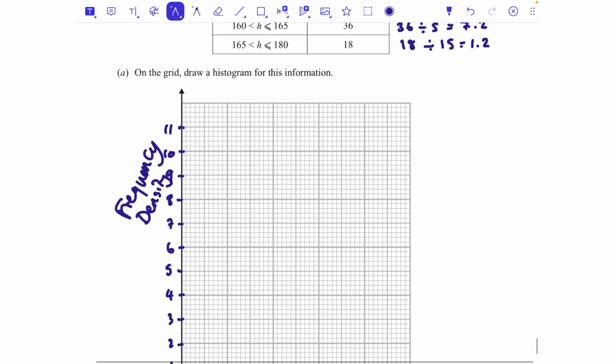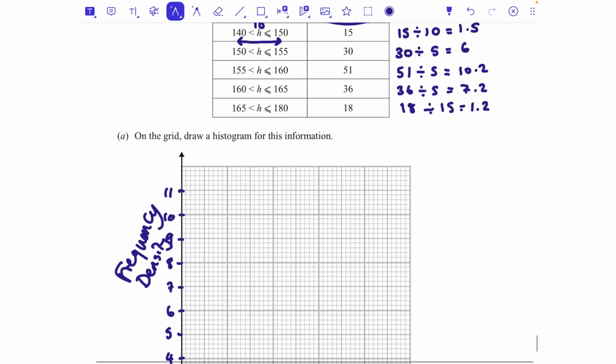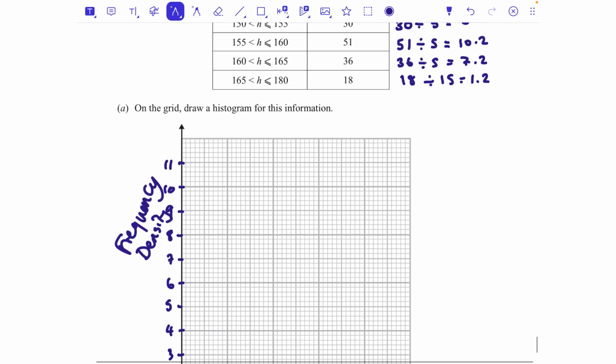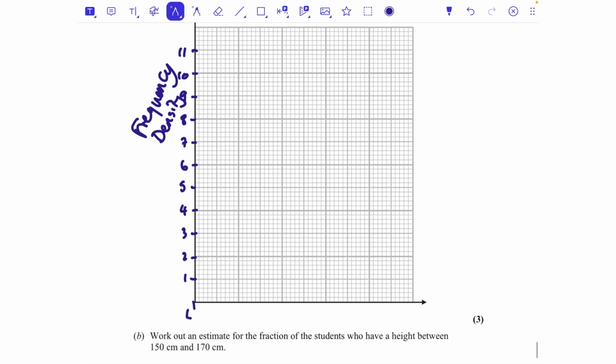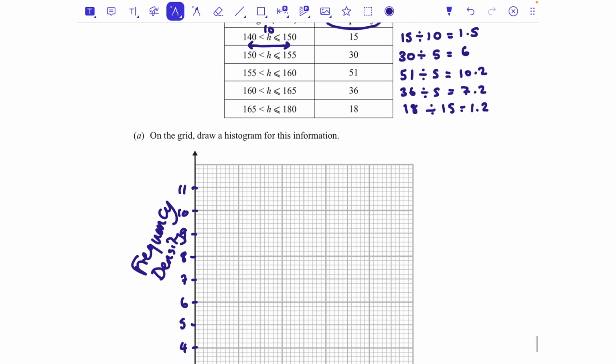Now along the x-axis here, we're going to need to put 140 up to 180. So let's go 140 here, 150, 160, 170, 180. Yeah, perfect. So let's go 150. It's always nice when 10 squares is 10 units as well, isn't it? 180. There we go. We don't need to go any higher than that.